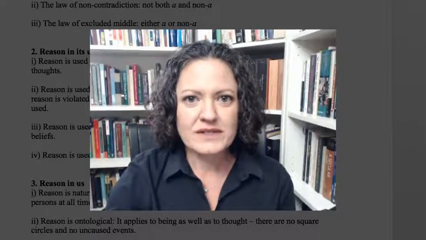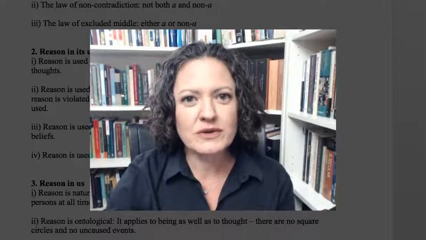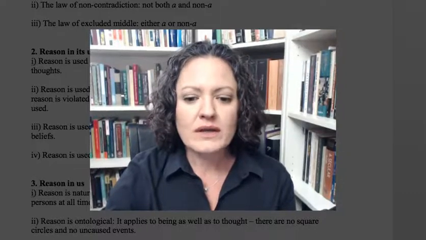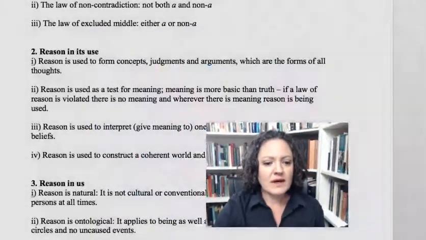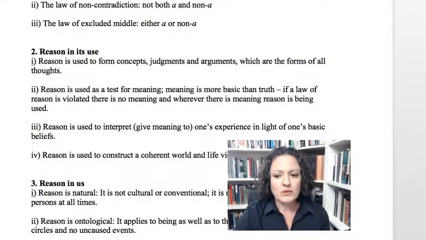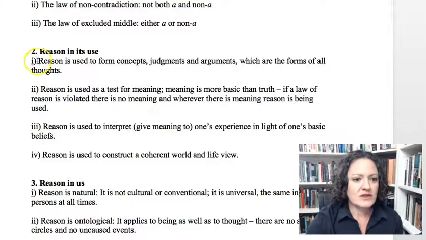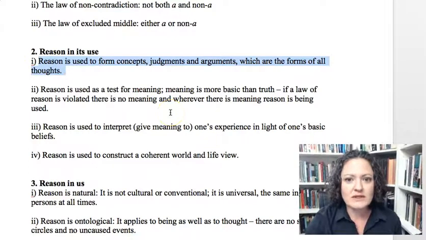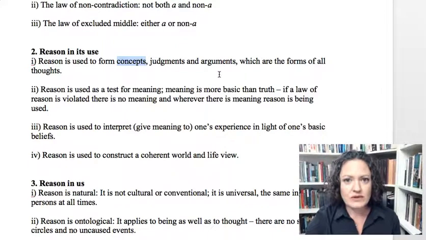In the last video, we discussed reason and its use, and I just wanted to review a couple things. Let me go back to the handout here. One is that reason is used to form concepts, judgments, and arguments. And we talked about concept formation and concepts being connected to meaning, and that meaning is more basic than truth. This we'll call the critical use of reason. Reason is used as a test for meaning, and we'll use it to test our assumptions, our philosophical assumptions.